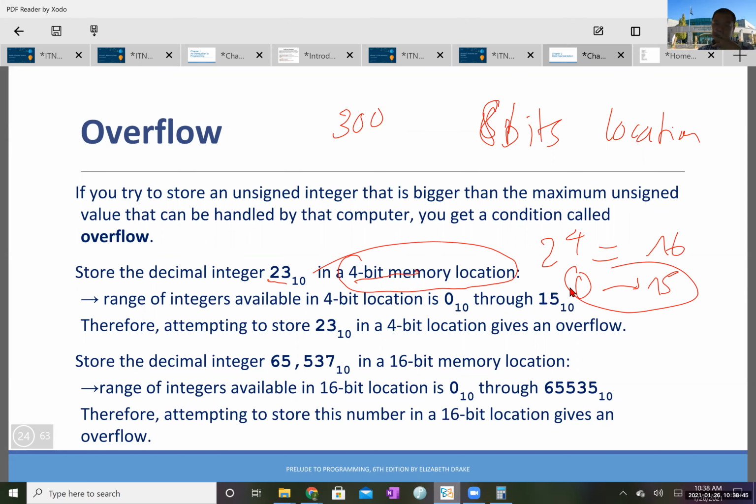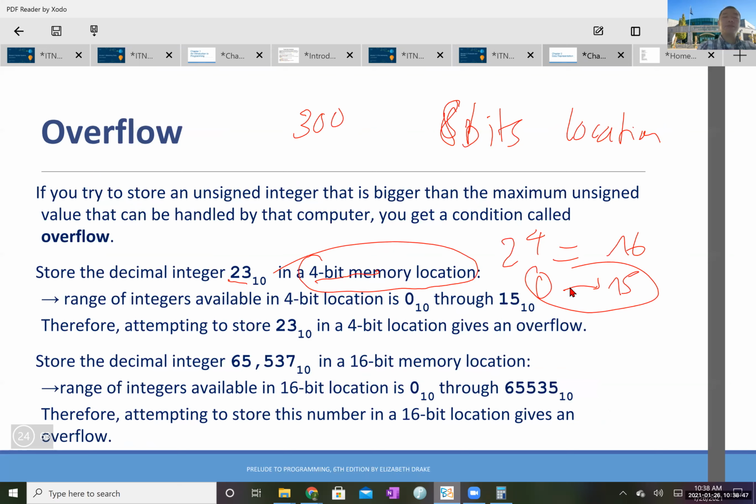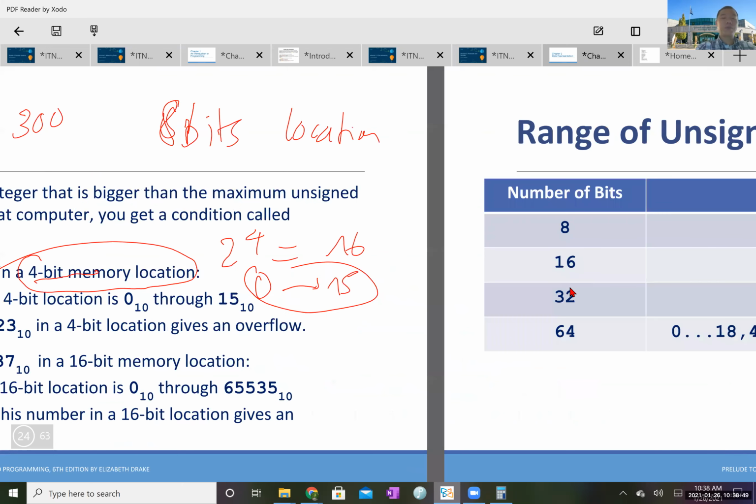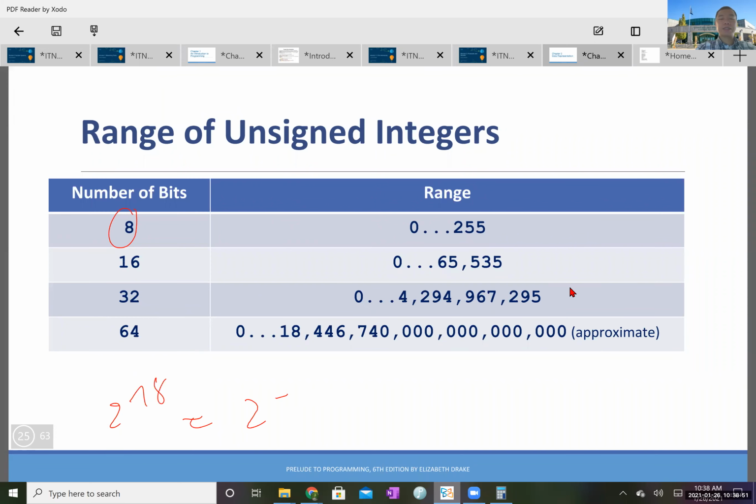Okay, so this is the range of the unsigned integer. With 8 bits, you have 2 raised to 8, which gives 256 values, right? So everything from 0 to 255 is the 256 here. If you have 16 bits, you have 2 raised to 16, so everything from 0 to 65,535, and likewise for 32 and 64 bits here. Right?